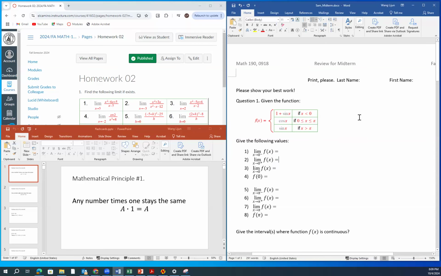Hello, everyone. Upon your request, you asked for a review guide for the midterm exam. So here I'm going to go over some of the contents we're going to be tested on the midterm exam. And some of the materials will be covered next week, week number 7.